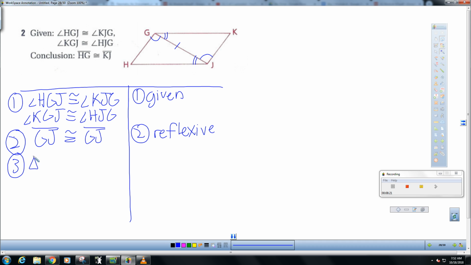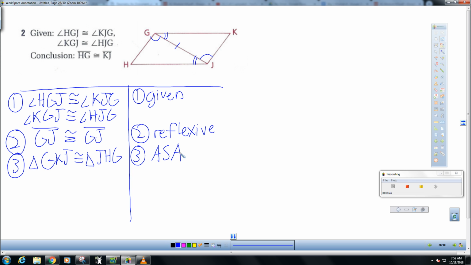So I can say triangle GKJ is congruent to triangle JHG. We're making sure we're listing those vertices in the same order in both triangles. And that we know by angle, side, angle.